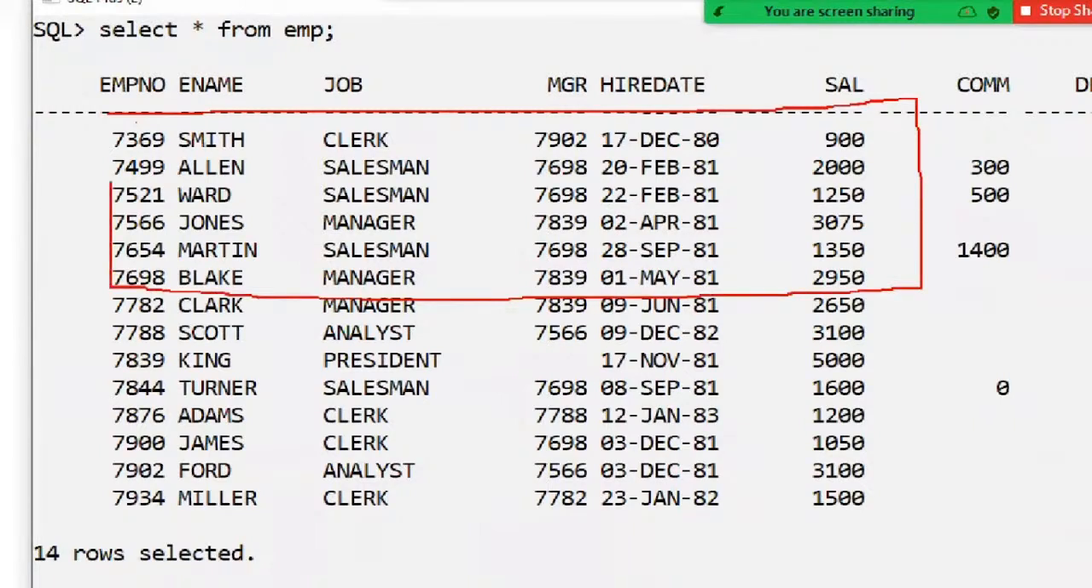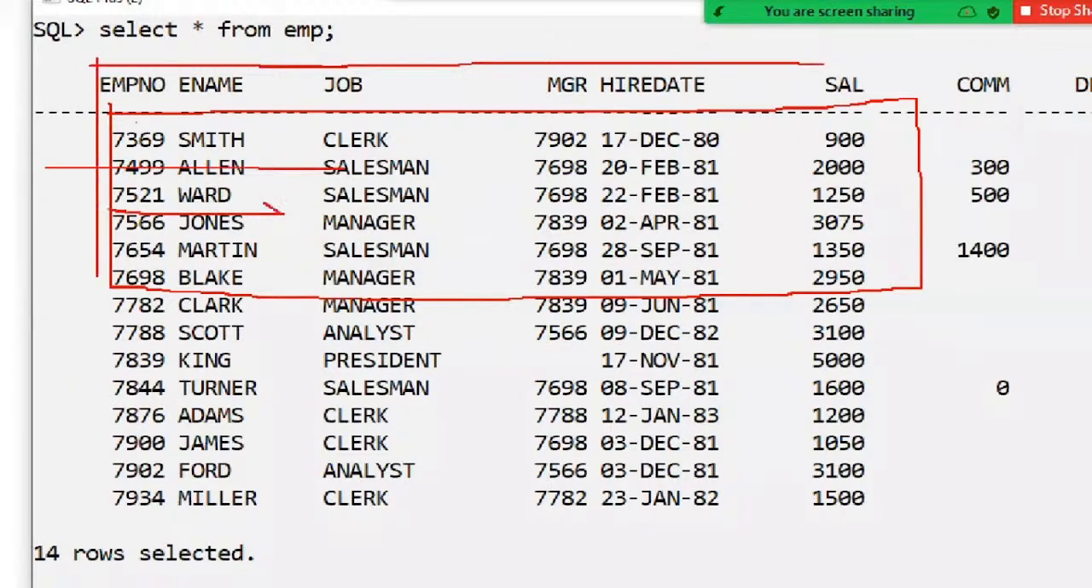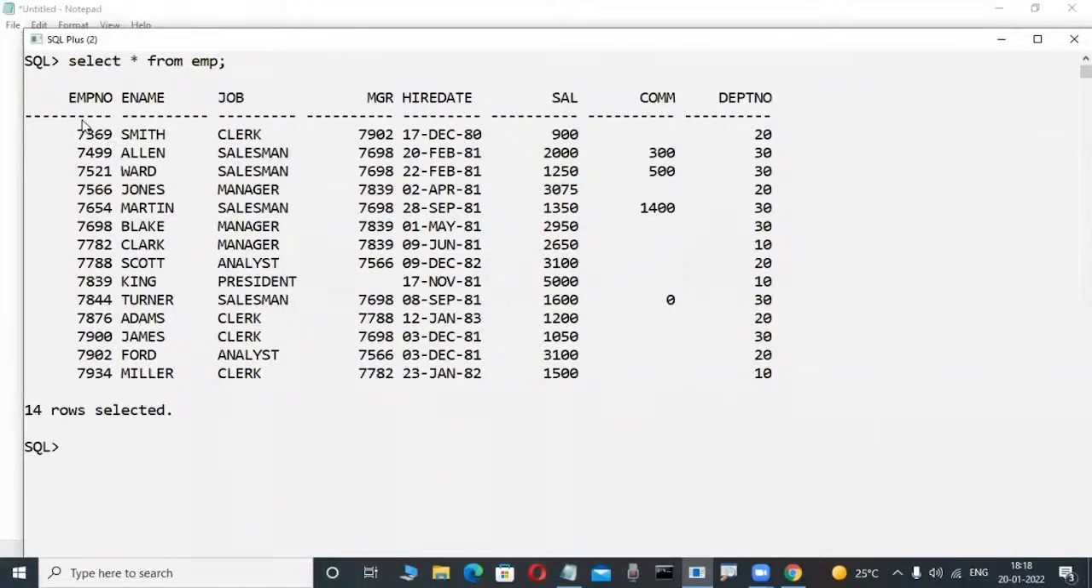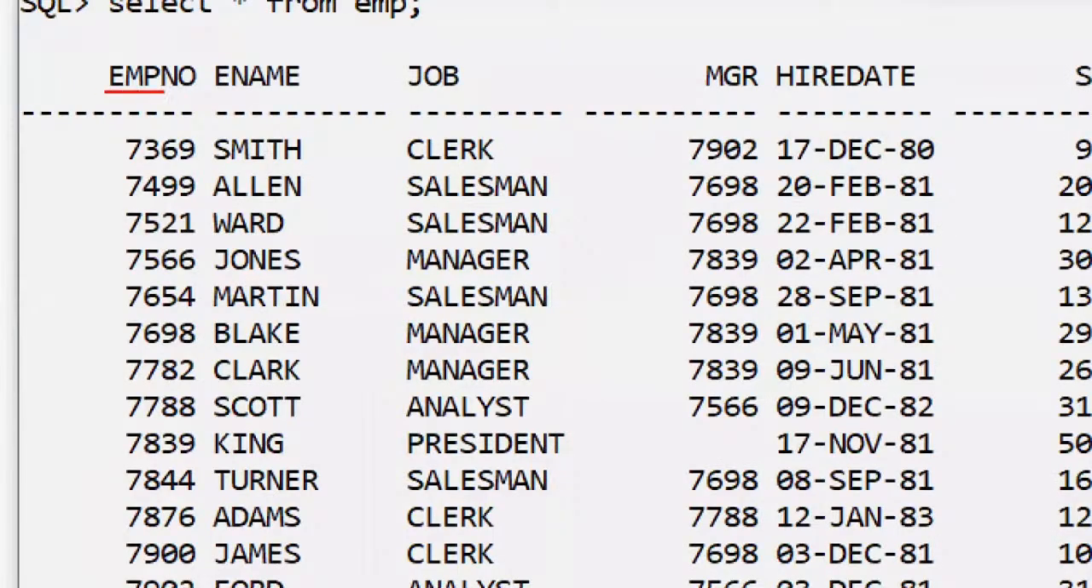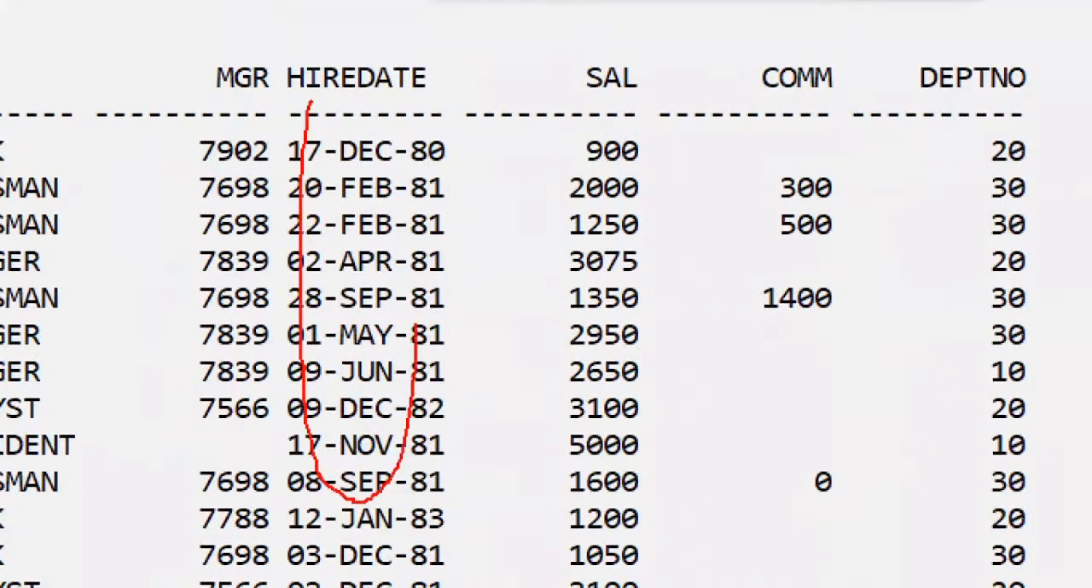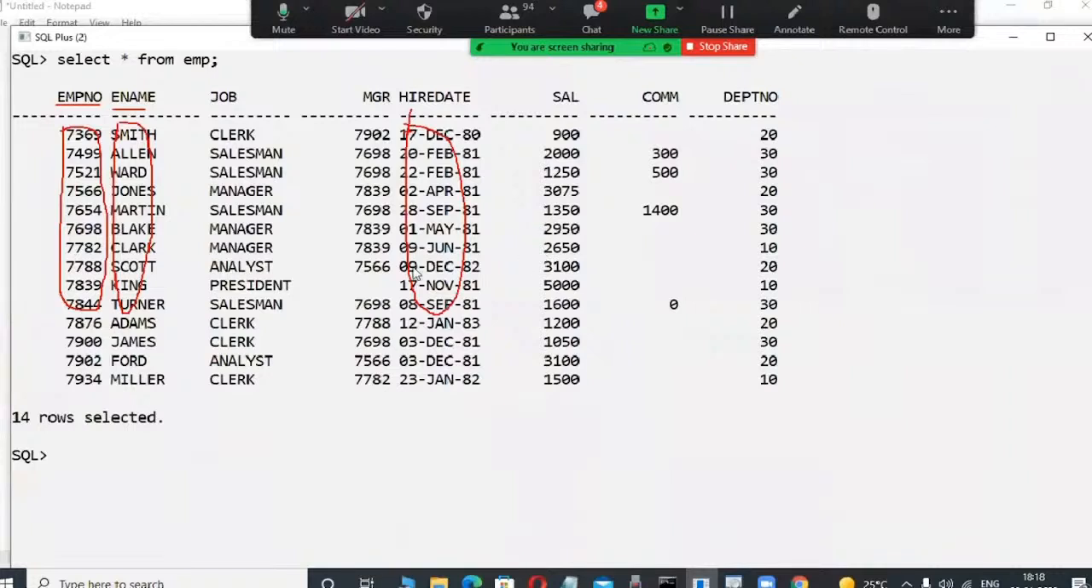Organized fashion means a table. Here these are columns, and here these are rows. They are storing the data in an organized manner. Slowly observe here, this is a matrix format. In the employee number column only numbers are available, in this column only characters are available, and in this column only dates are available. That's why the data is stored in a structured manner.